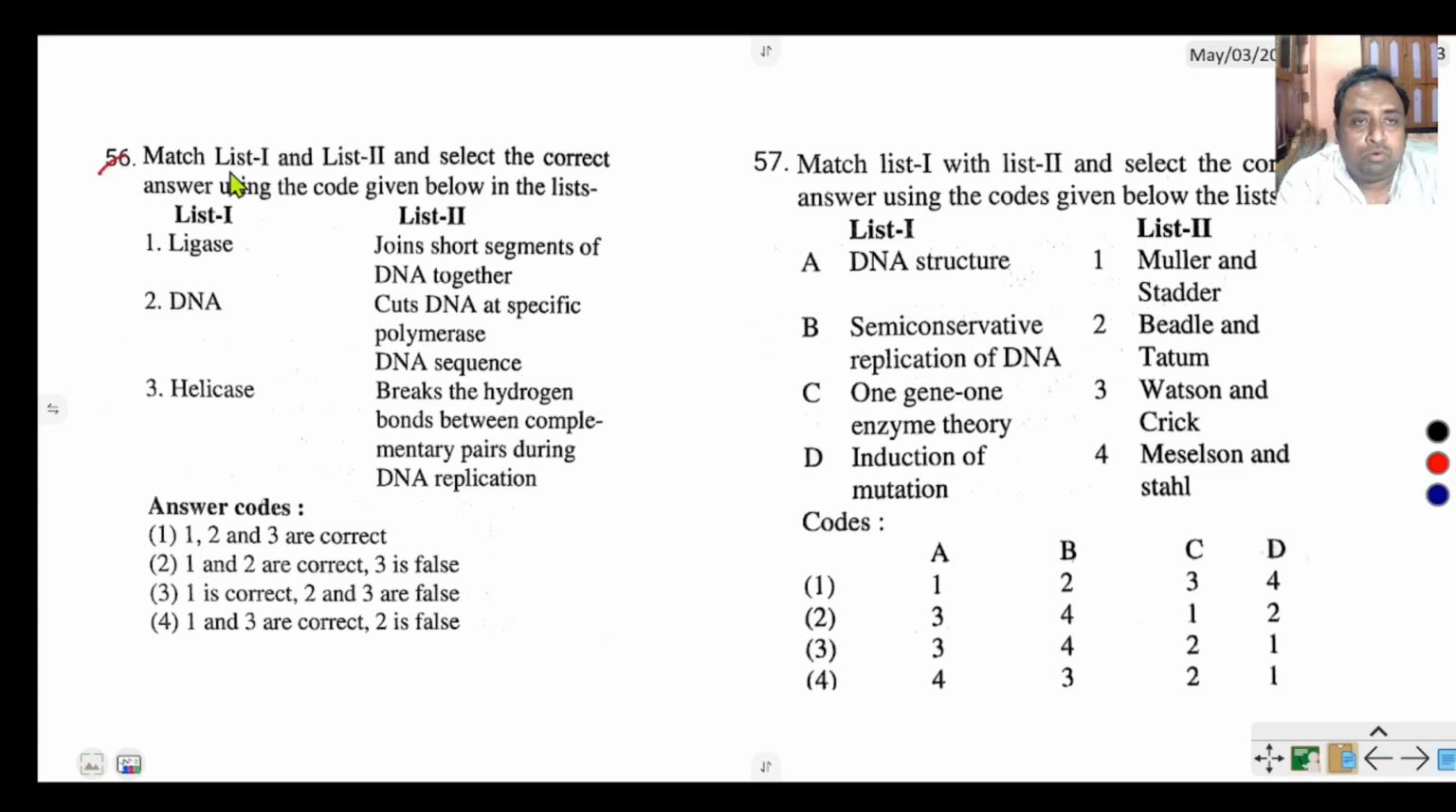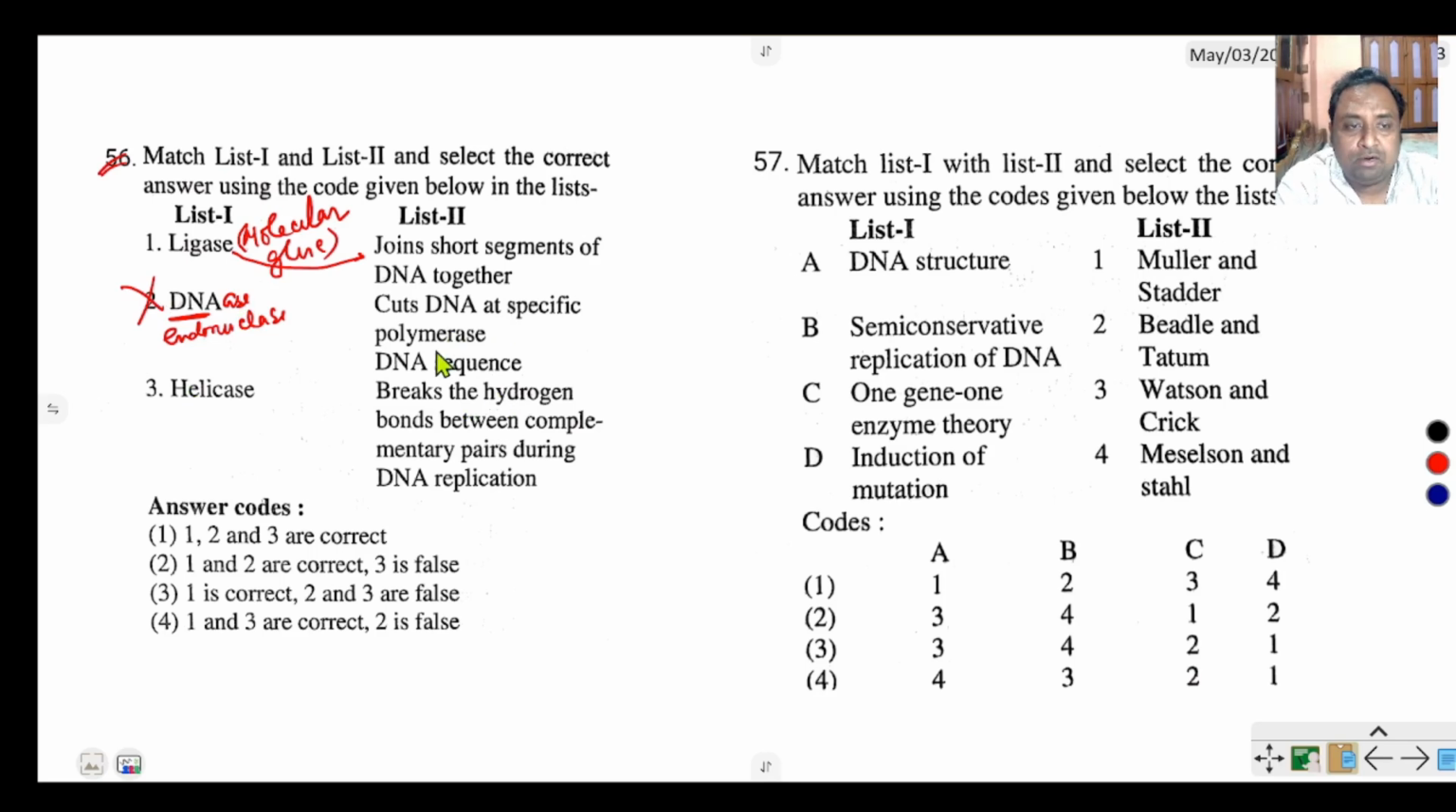Match list 1 and list 2. Ligase is called molecular glue. It joins short segments of DNA together. If they had asked for the function of DNase or endonuclease, then the function would be right, but here it says only DNA, so it is the wrong option.